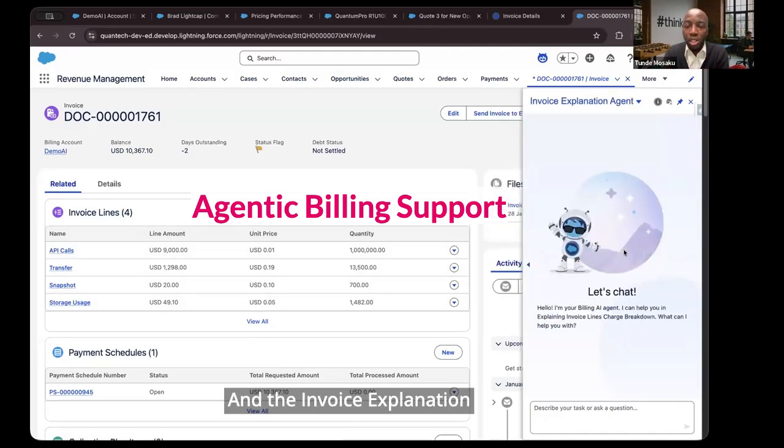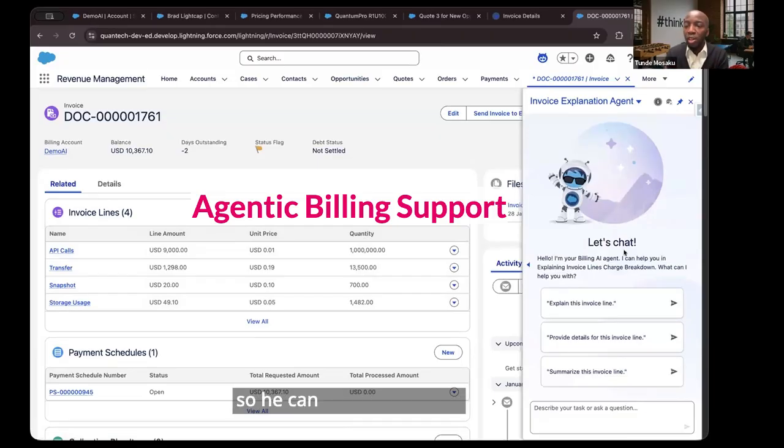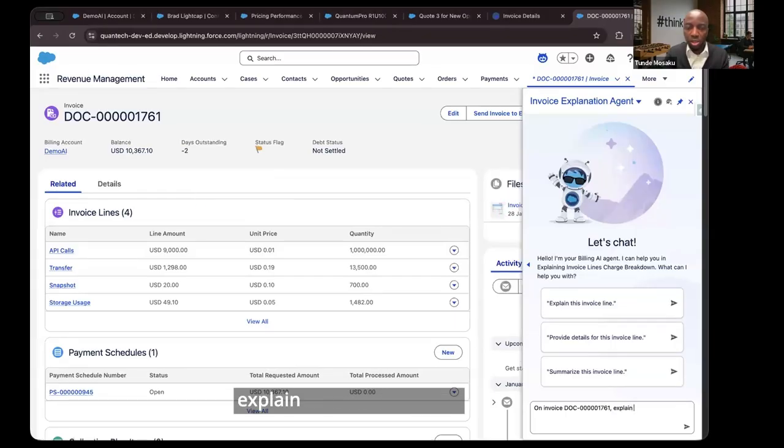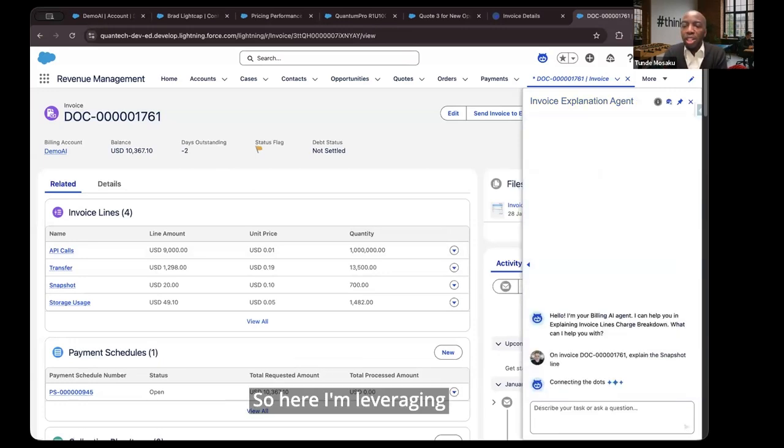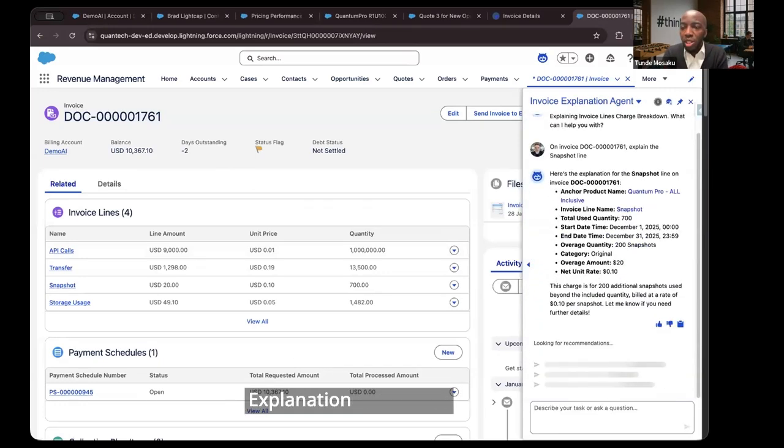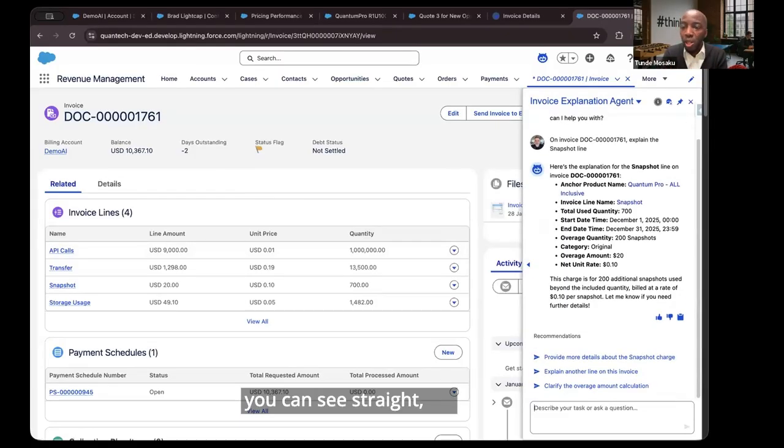The Invoice Explanation Agent can do a few things. It can help me explain particular invoice lines, provide details for that invoice line, and summarize invoice lines. So I'm interested in invoice 1761. Bring that out, explain the snapshot line. So here I'm leveraging Agentforce, the Invoice Explanation Agent, and you can see straight away I've gotten a breakdown. This would have taken me a few clicks to get through this information.